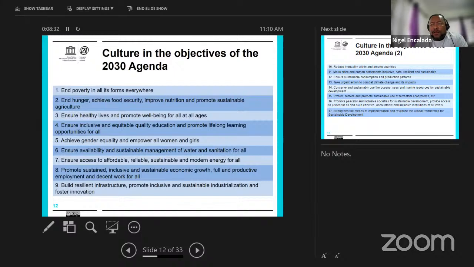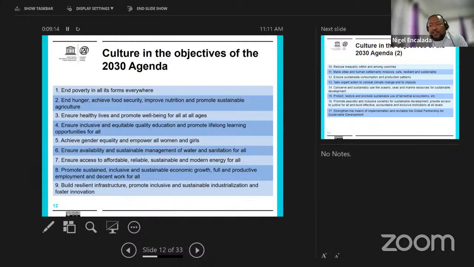Ensure inclusive and equitable quality education and promote lifelong learning opportunities for all. Where does living heritage fit into that? Achieve gender equality and empower all women and girls. Where does living heritage fit into that? Ensure availability and sustainable management of water and sanitation for all. Where does ICH fit into that? Ensure access to affordable, reliable, sustainable, and modern energy for all. Promote sustained, inclusive, and sustainable economic growth, full and productive employment, and decent work for all. Where does ICH fit into that?